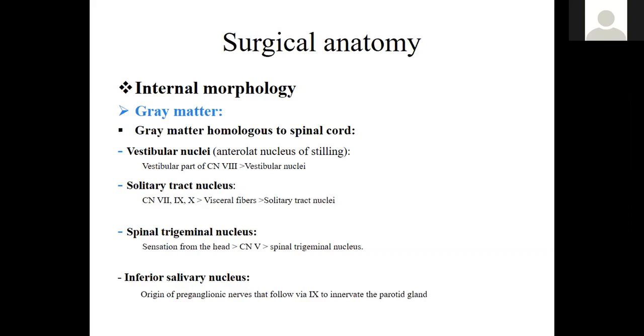We have the spinal trigeminal nucleus. This nucleus receives sensory afferences from the face and brings those afferences through the trigeminal nerve. And then we have the inferior salivary nucleus, which is at the level of the origin of preganglionic nerves that follow through the glossopharyngeal nerve to innervate the parotid gland. So these nerves receive the stimulation or the influx of nerve impulses from the inferior salivary nucleus.